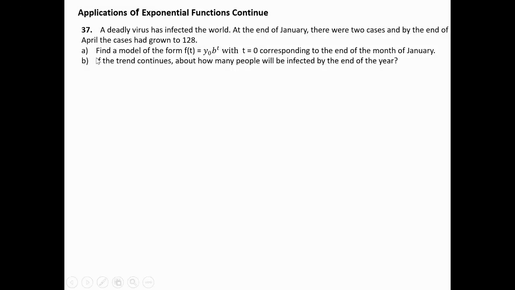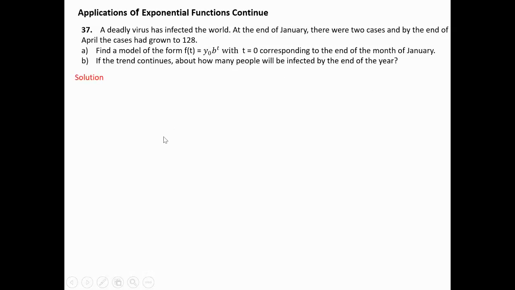So again, let me read the problem again. A deadly virus has infected the world. At the end of January, there were 2 cases, and by the end of April, the cases had grown to 128. For A part, find a model of the form f of t equals y naught times b to the t power, with t equals 0 corresponding to the end of the month of January. If the trend continues, about how many people will be infected by the end of the year?